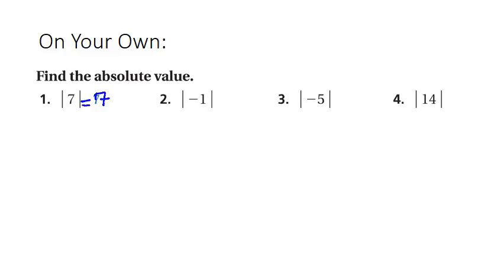Now as we look at number 2, when we're finding the absolute value of negative 1, the absolute value of negative 1 is going to be equal to 1, because that negative 1 is still 1 step away from 0. Now as we look at the absolute value of negative 5, that's going to be equal to 5, because that negative 5 is still only 5 steps away from 0. We go from 0 to negative 1 to negative 2 to negative 3 to negative 4 to negative 5.